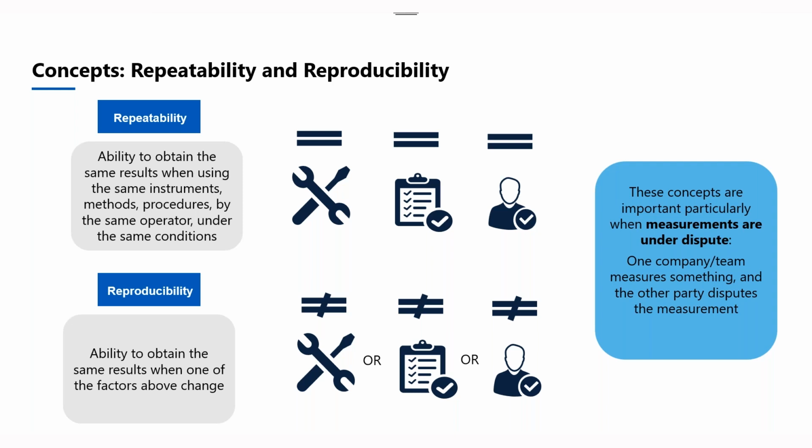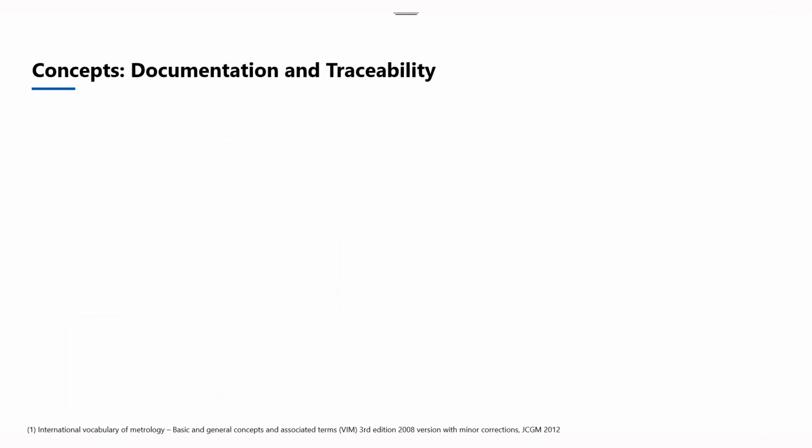If your customer tried to measure with a different method, would they get the same value? We're going to see a few things that we can do towards that. The other two methodological concepts that are important are documentation and traceability.